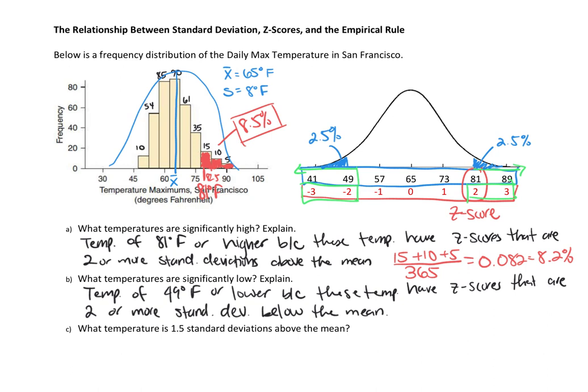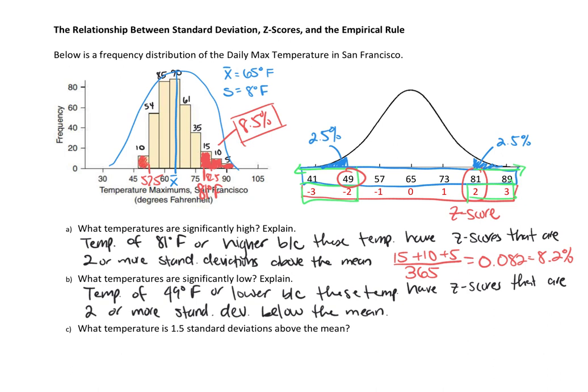Okay, let's take a look at question B. So those temperatures that are significantly low. So again, let me just mark on the graph here. This marking here is about 52.5 degrees. And so according to the empirical rule here, we can see that temperatures that are 49 degrees or less are 2 standard deviations below the mean.